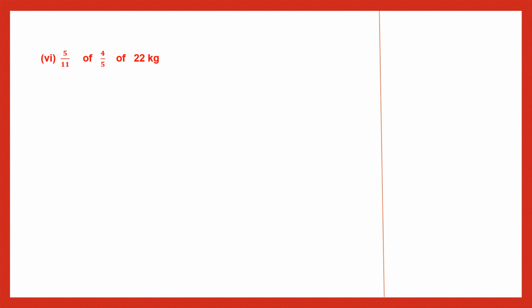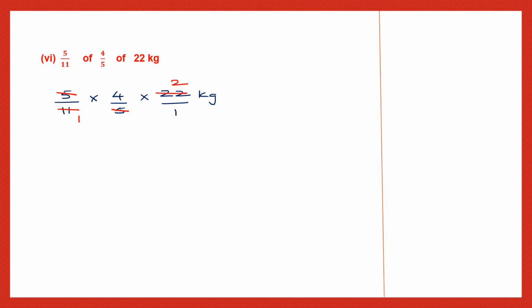Question 6. 5/11 of 4/5 of 22 kgs. Okay, so let's work that out. 5/11 of means into 4/5, again of into 22 kg. So that will be 22/1 kg. Okay, let's cancel. So here I can cancel 5 and 5. And I can cancel 11 and 22. 11 ones are 11 and 11 twos are 22.